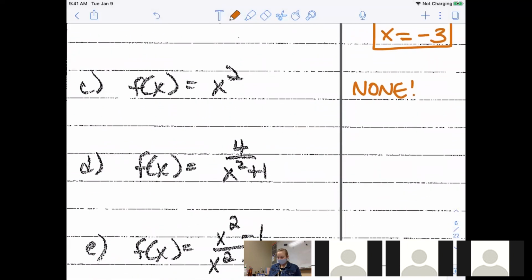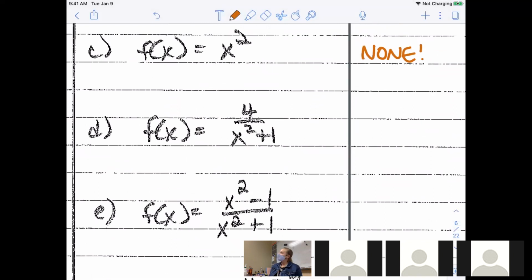All right, letter D. We're going to set my denominator equal to 0. X squared plus 1 equals 0. Minus 1 from both sides. Square root. Ooh, yuck. I don't even care about the numerator. I do care that I've got a radical -1. Is that a real number? No, that's by definition an imaginary number.